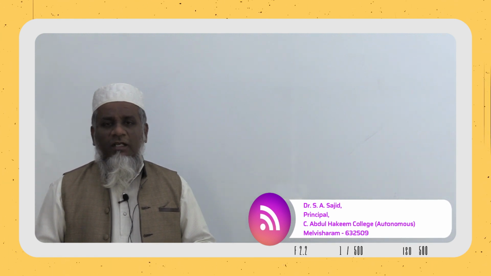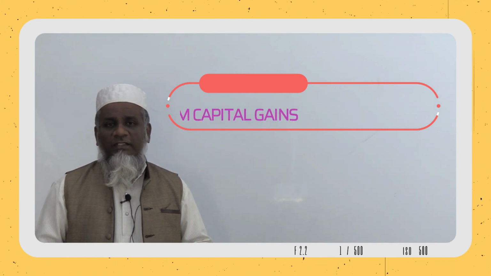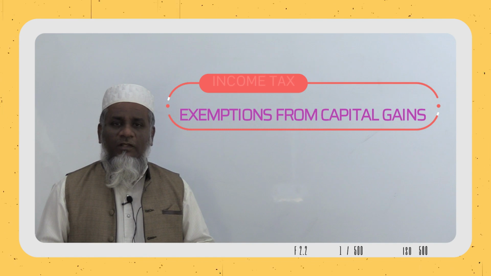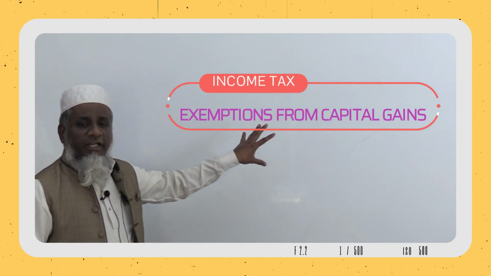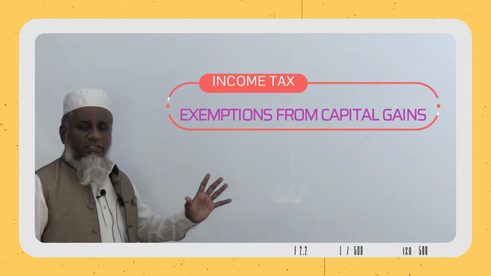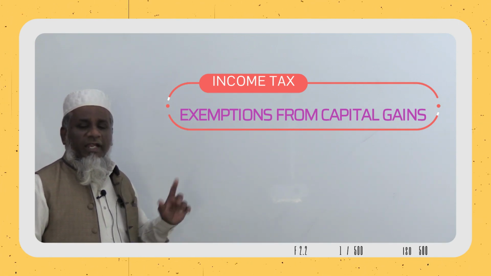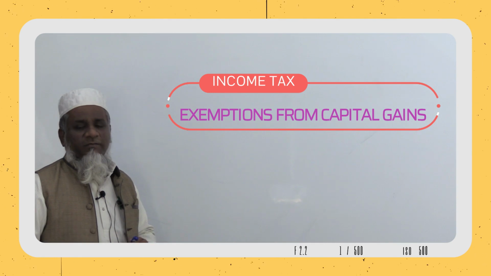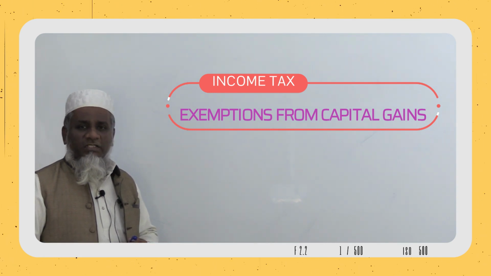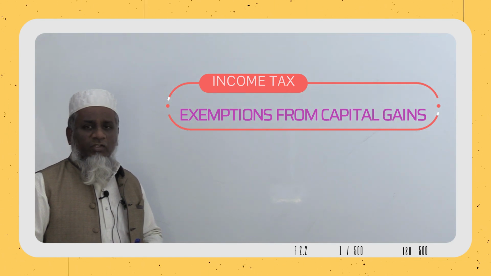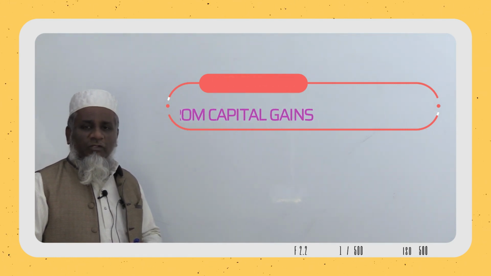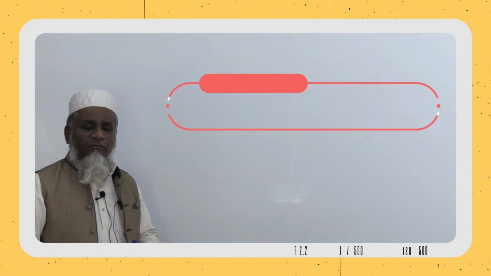Friends, as we have already discussed the fourth head of income, that is income from capital gain. I told you about the different types of capital gain and what the exceptions are to the term transfer and to the term capital assets. And we have already discussed the cost inflation index. It is a great relief to the assessee while we calculate the income from capital gain.